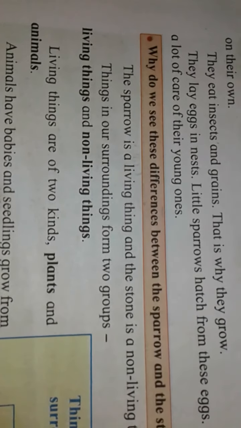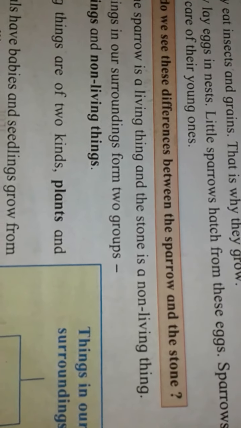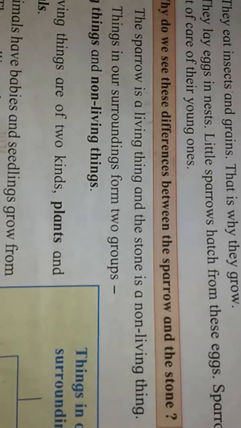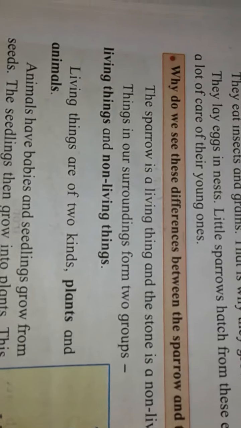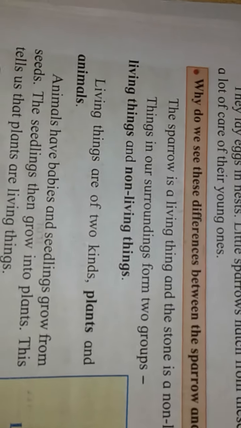Now next one. Why do we see these differences between the sparrow and the stone? Why are these differences there? The sparrow is a living thing, as I told you. They need food, water, they can move, they need oxygen. Stone is a non-living thing. It does not need any food, it does not need to breathe air, it does not need water, and it will not move on its own.